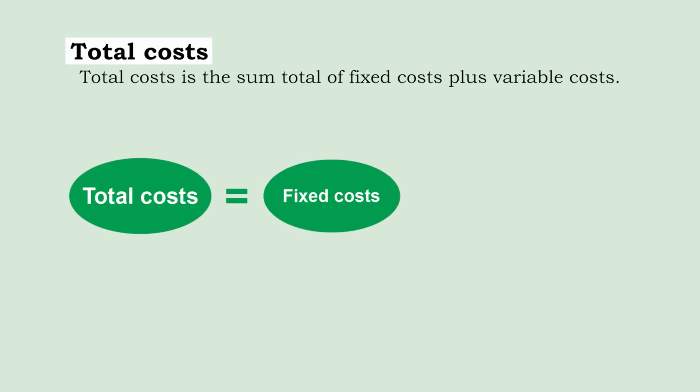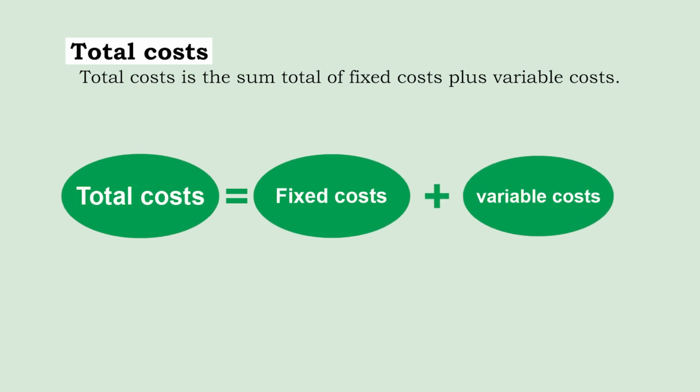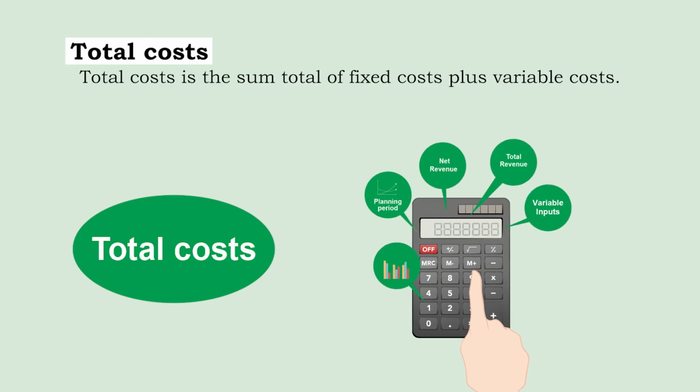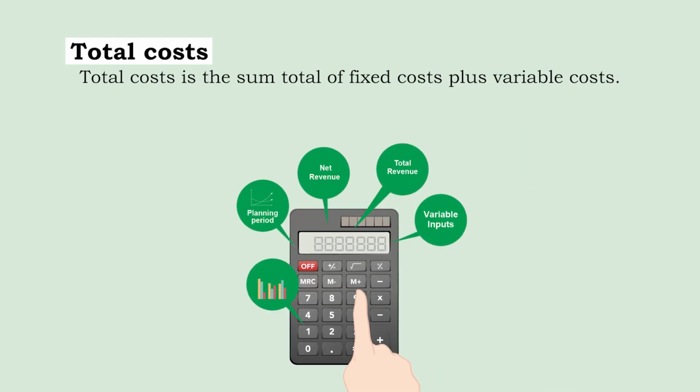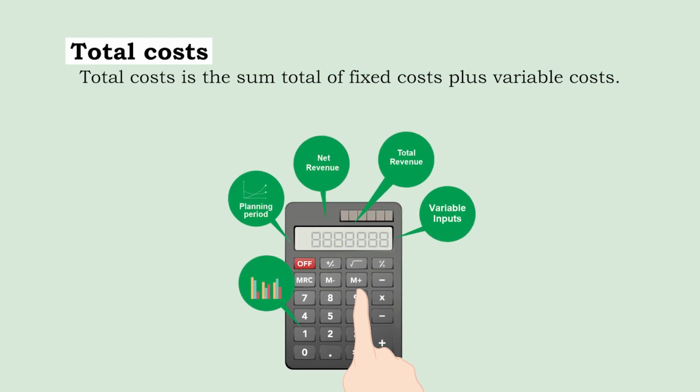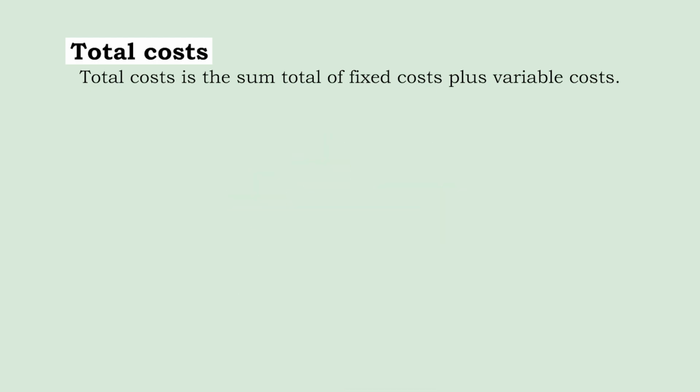Total costs. It is the sum total of fixed costs plus variable costs. Total costs are required for computing net revenue. Net revenue is equal to the total revenue less total costs. During the planning period, all inputs are variable.